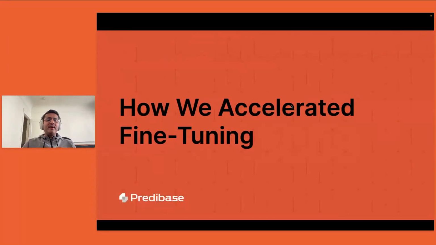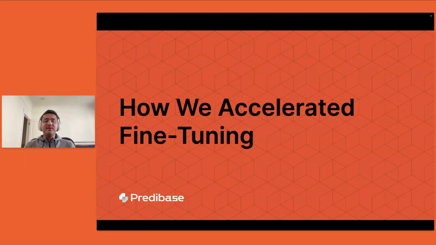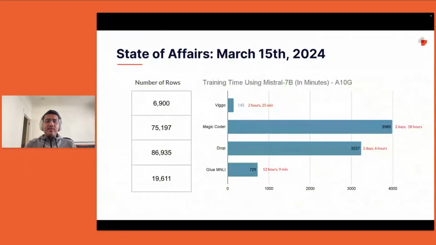And then that begs the question, well, if all the optimizations we made to date were all geared towards trading off speed for memory, how can we actually now accelerate fine-tuning given that the GPU shortage is no longer a problem? And that brings us to the state of affairs on March 15th, earlier this year, when we decided that this is something we want to focus on.